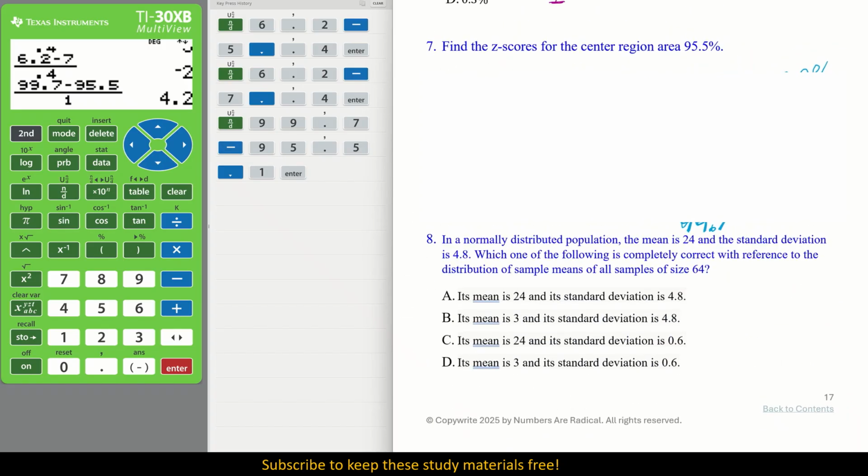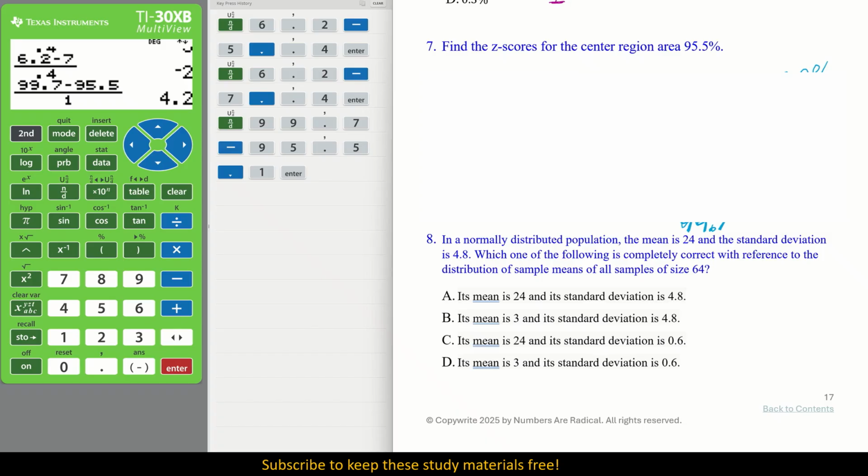Number 8. In a normally distributed population, the mean is 24 and the standard deviation is 4.8. Which one of the following is completely correct with reference to the distribution of sample means of all samples of size 64?